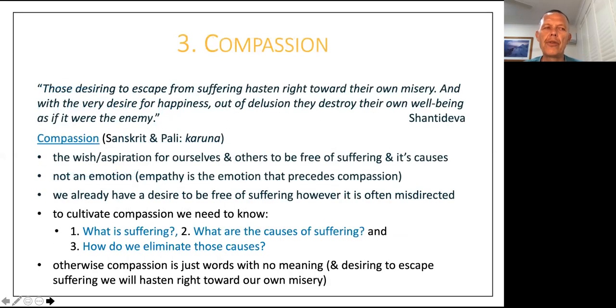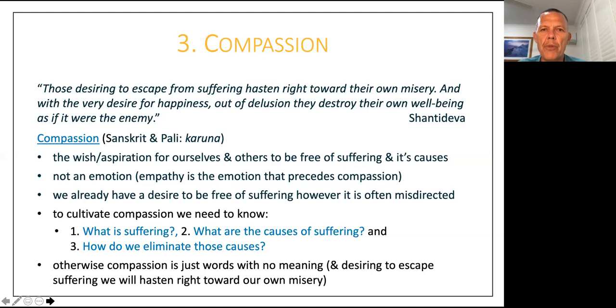So that brings us to the topic for this session, that is compassion itself. Again, that quote from Shantideva: those desiring to escape from suffering hasten right toward their own misery. And with the very desire for happiness out of delusion, they destroy their own well-being as if it were the enemy. Compassion in Sanskrit and Pali is karuna. And as with loving kindness, compassion is not an emotion, it's an aspiration, it's a wish. It's the aspiration or wish for ourselves and others to be free of suffering and its causes.